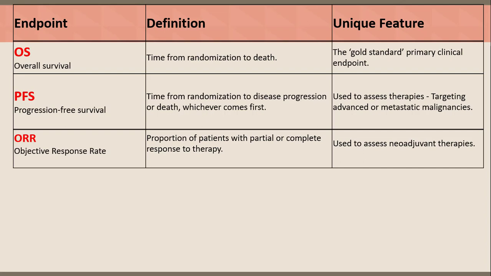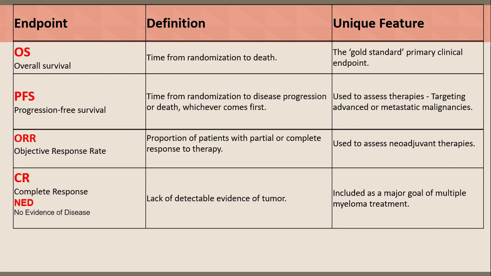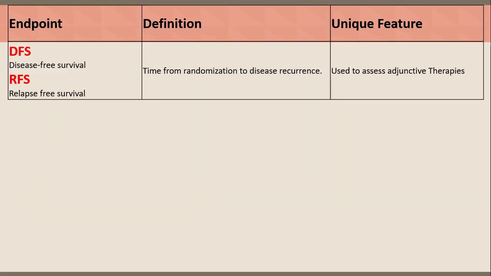ORR, objective response rate, which is the proportion of patients with partial or complete response to therapy, used to assess new adjuvant therapies. CR, complete response, or NED, no evidence of disease, which is the lack of detectable evidence of tumor, and included as a major goal of multiple myeloma treatment. DFS, or disease-free survival, and RFS, which is relapse-free survival, which is the time from randomization to disease recurrence and used to assess adjunctive therapies.